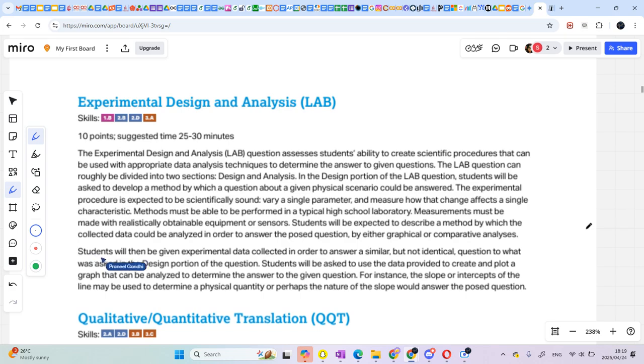Then the second part, you'll be given experimental data collected in order to answer a similar question that's not identical, and you'll be asked to use the data to create a graph that you can analyze to determine the answer to the question. For example, the slopes or the intercepts of a line can be used to determine a physical quantity, or the nature of the slope could answer the question.